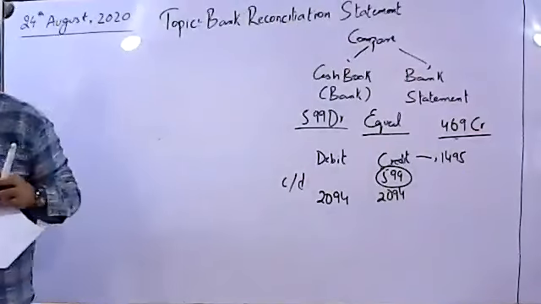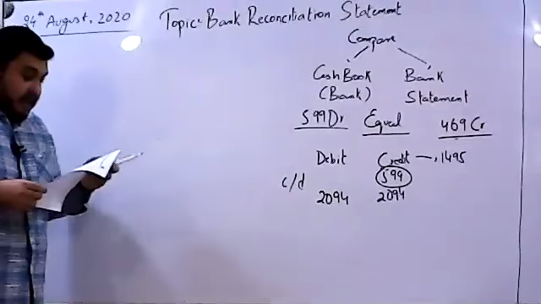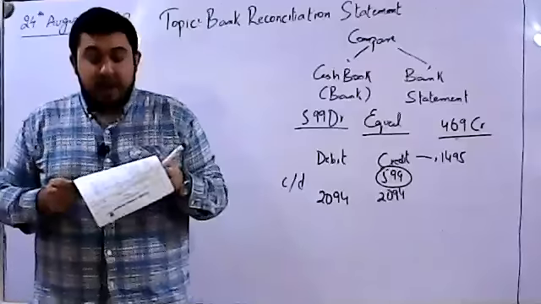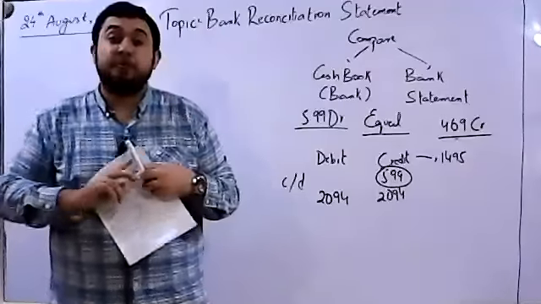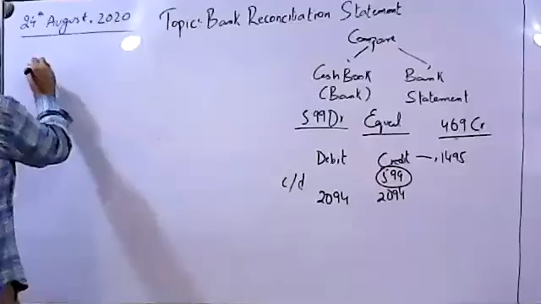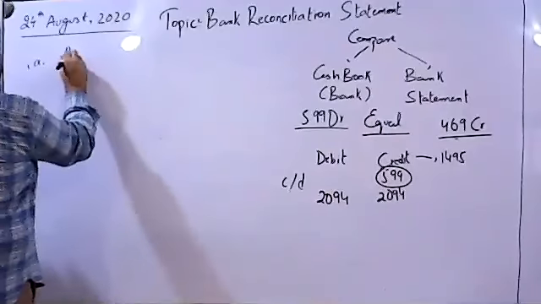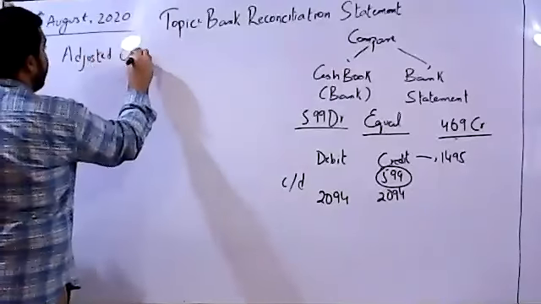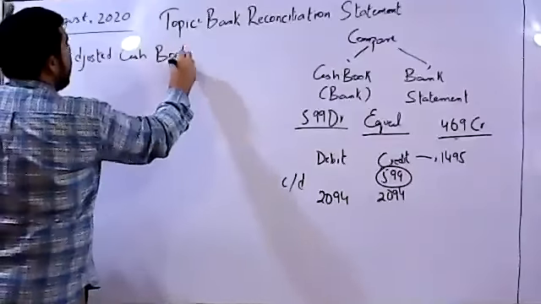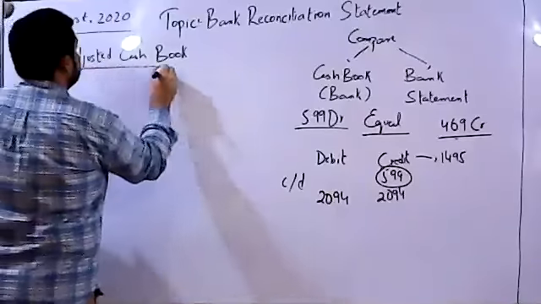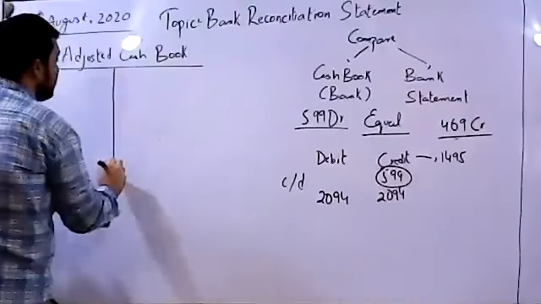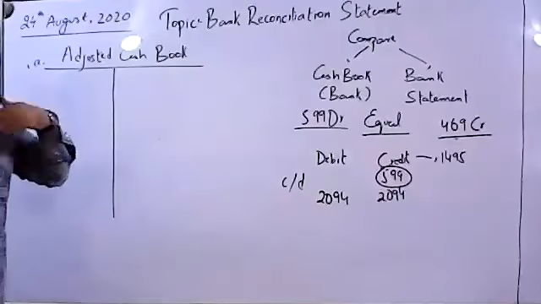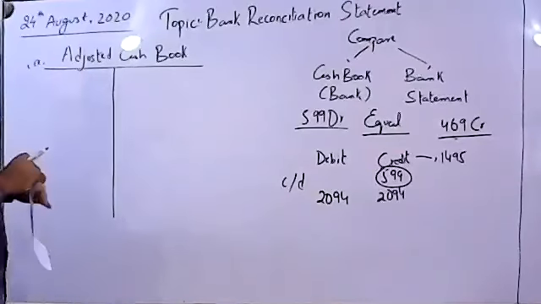So let's have a look at the question first of all. It says, bring the cash book of ACMA up to date. An up-to-date cash book means an adjusted cash book. It has required from you an adjusted cash book. Adjusted cash book means an updated cash book. Now let me in fact repeat something about the adjusted cash book.